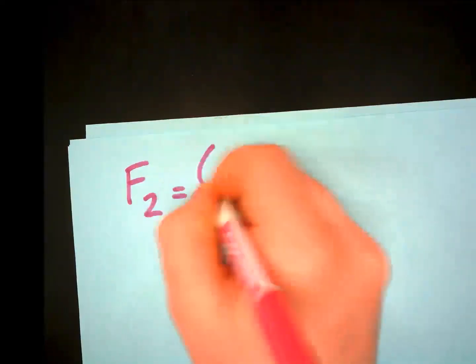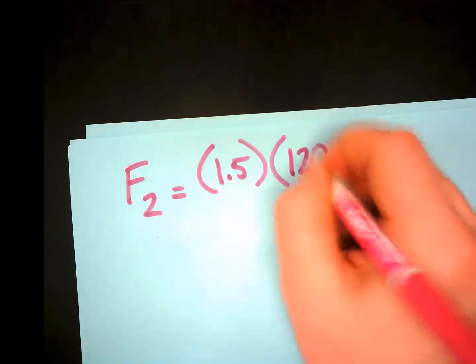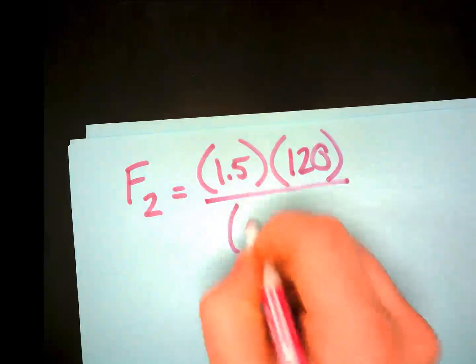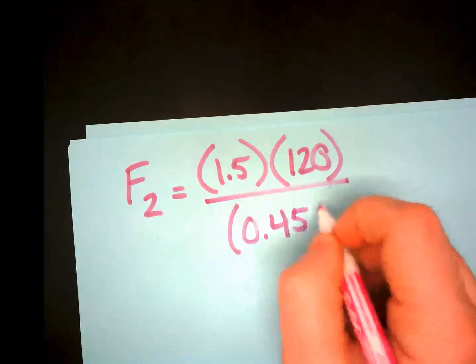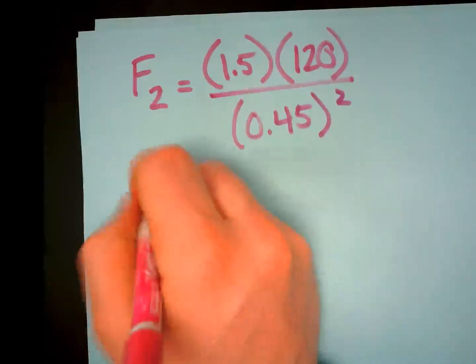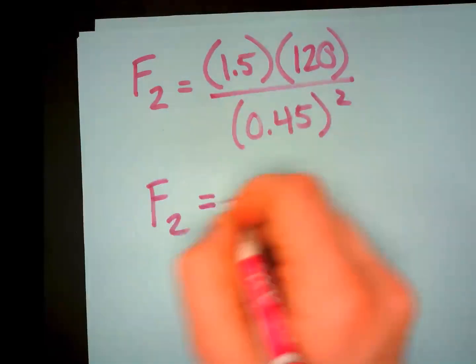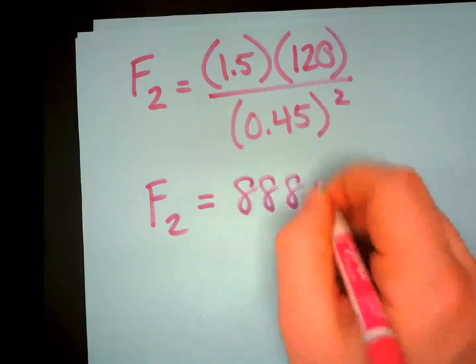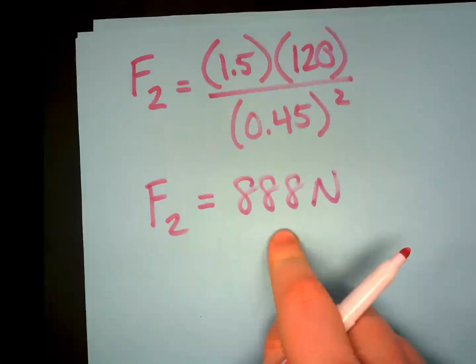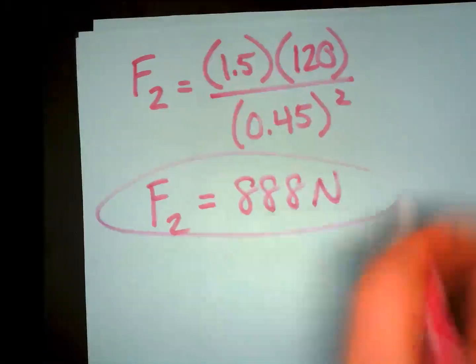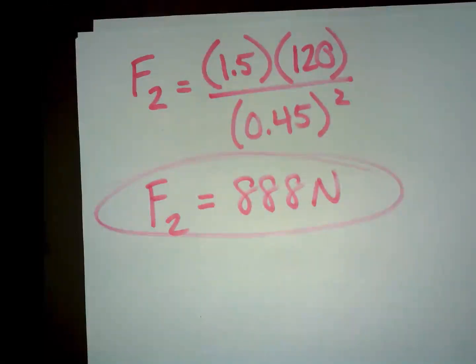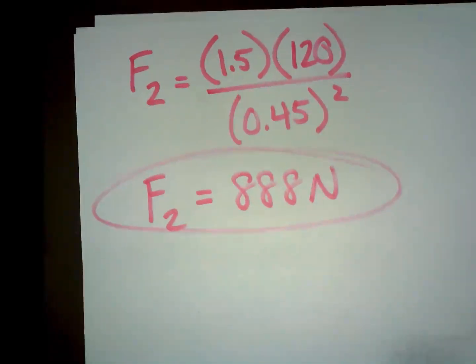So it's going to be F2 is equal to 1.5 times F1, which is going to be just 120, divided by 0.45 squared. Okay, and once we pop that into our calculator, what we should get, roughly speaking, is something like 888 newtons worth of force being felt between, again, the second spaceship and the first spaceship. So really, was this a math problem? Not really. It was a puzzle.